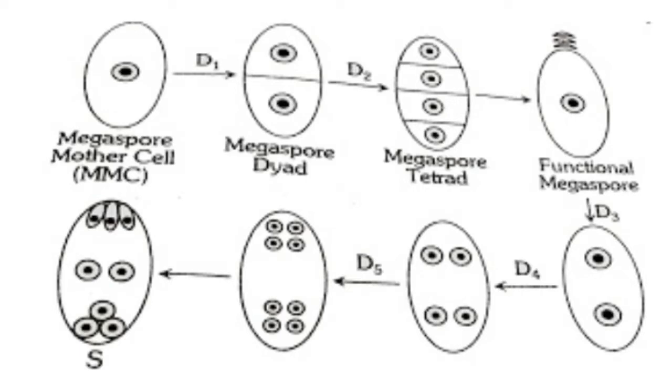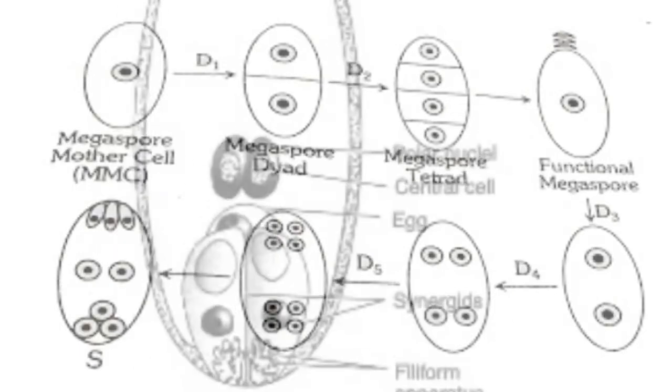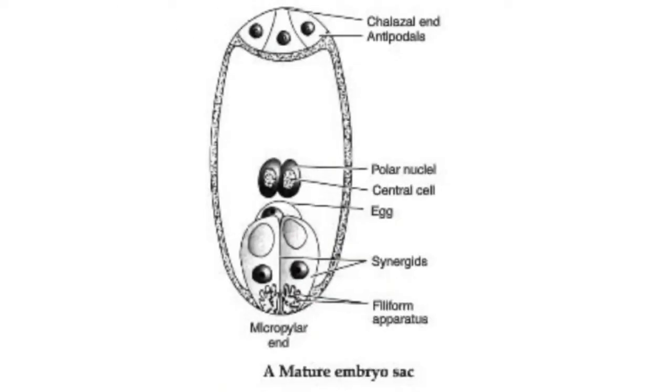The process begins when the nucellus is not completely surrounded by the integuments. The MMC, the megaspore mother cell, is a large cell containing dense cytoplasm and a prominent nucleus. It enlarges in size and divides by meiosis. It first divides transversely into two cells called the megaspore diad. These two cells again divide transversely, forming a structure known as the megaspore tetrad.